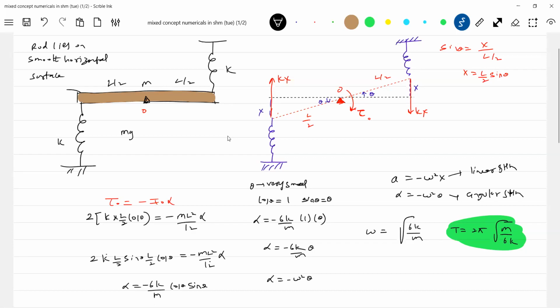So mg will act into the plane of paper. Okay, fine. These are some observations, it'll be very good.